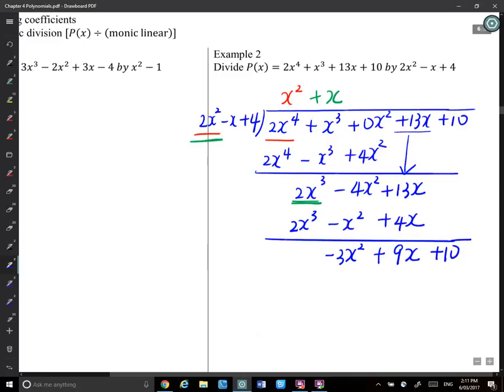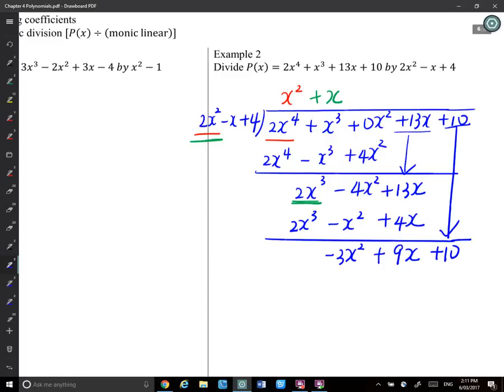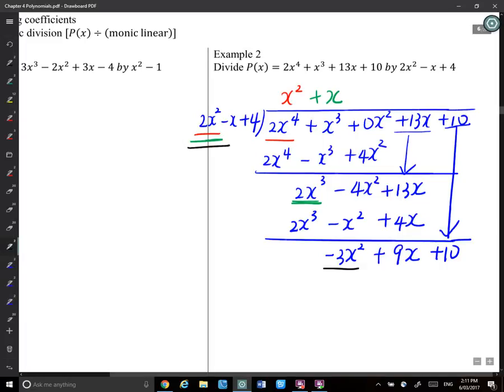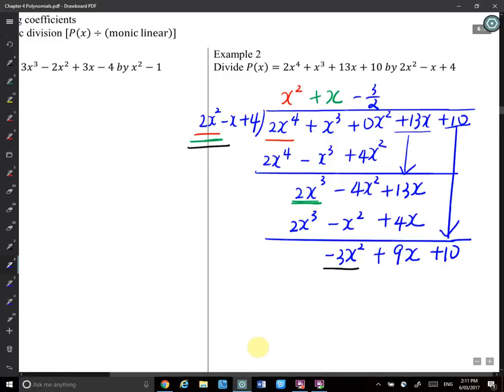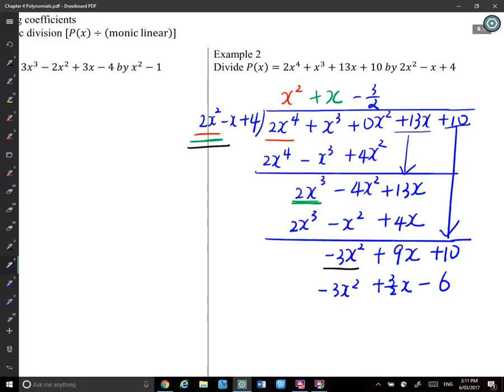Bring the plus 10 down, because you have 3 terms in your dividend, so you need 3 terms here. And for the last one, use the first term to divide by the first term. You will have minus 3 over 2. Then you multiply the minus 3 over 2 with the divisor. You have minus 3x squared plus 3 over 2 x minus 6. Okay, 4 times 3 over 2 is 6. So it's a minus 6.